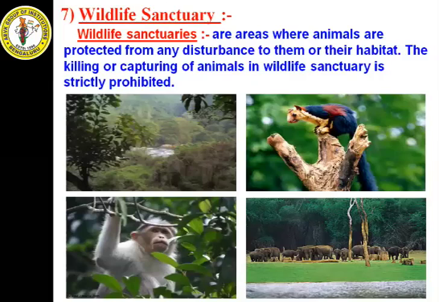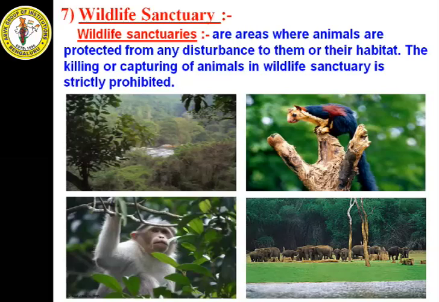Next we have a wildlife sanctuary. Wildlife sanctuaries are the areas where animals are protected from any disturbance. I have told you, right? Any disturbance to them or their habitat. The killing or capturing of animals in wildlife sanctuaries is strictly prohibited. So there is no place for hunters, and there is no place for catching the animals or disturbing the animals or feeding them. There is no permission for that.